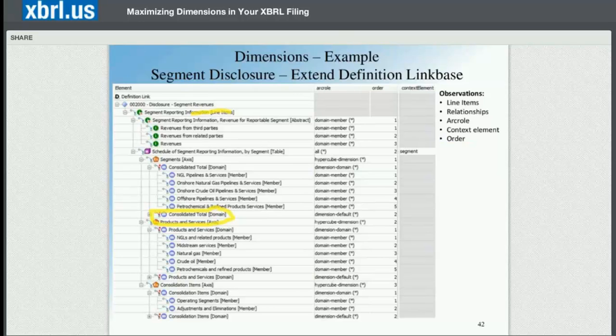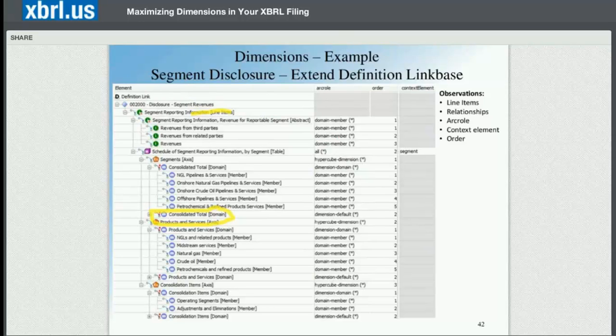Okay, so the line items are our financial tags. They, in the sense of XBRL, are part of a hypercube. Therefore, they get a domain member relationship. Okay, the ARC role is the extended link role that we're talking about. It is isolating and providing a place to gather all of these concepts.